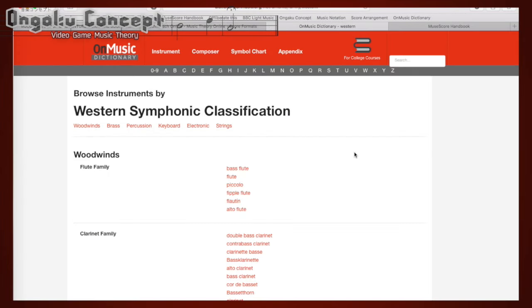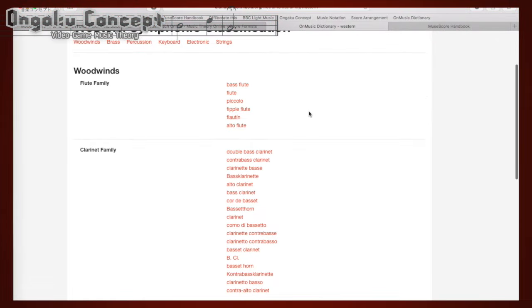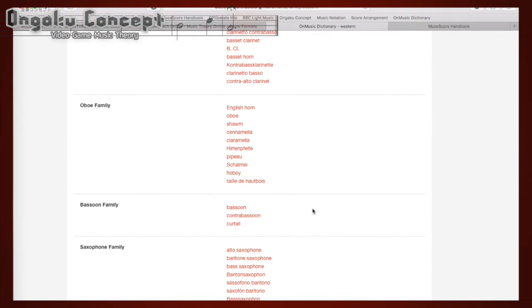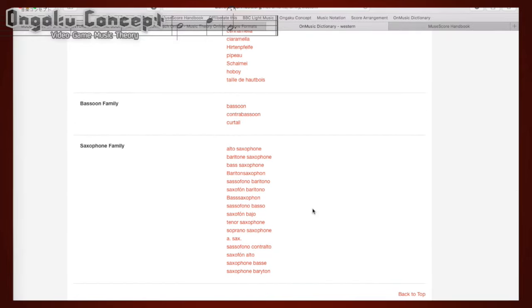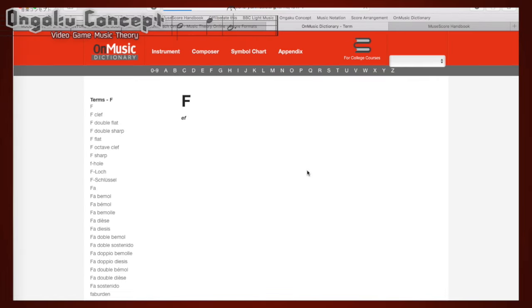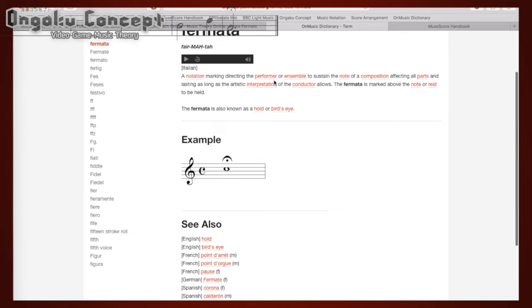Next is the Oxford Music Dictionary. So this has, as you would expect, a dictionary of musical terms, and it actually also has quite a bit of information on instruments in general. So if you are trying to figure out what something means, look it up in here. It'll tell you. So say I have no idea what a fermata is. It's a notation marking directing the performer or ensemble to sustain the note of a composition affecting all parts and is lasting as long as the artistic interpretation of the conductor allows. Okay, now I know what this sign means.